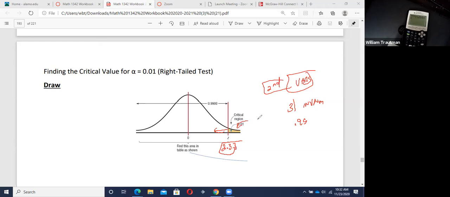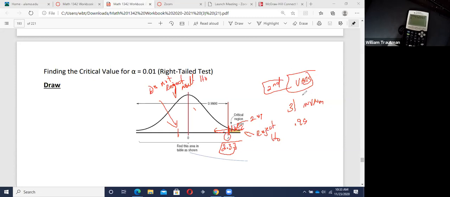So remember, you reject the null if you ended up with a 2.41. That's our z value here. If you end up with a z value anywhere in here, you reject the null, reject the H0. If you get a value anywhere in here, you do not reject the null hypothesis, the H0.